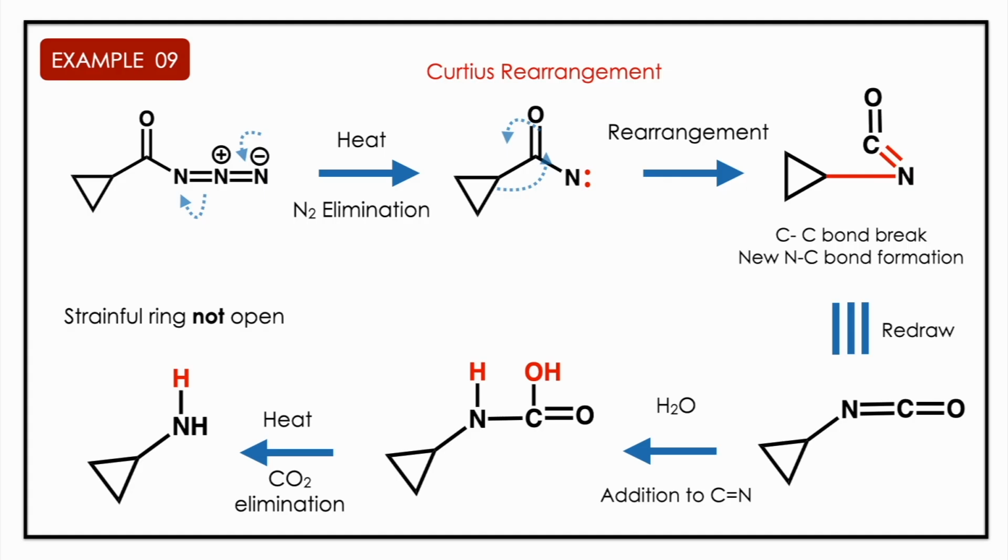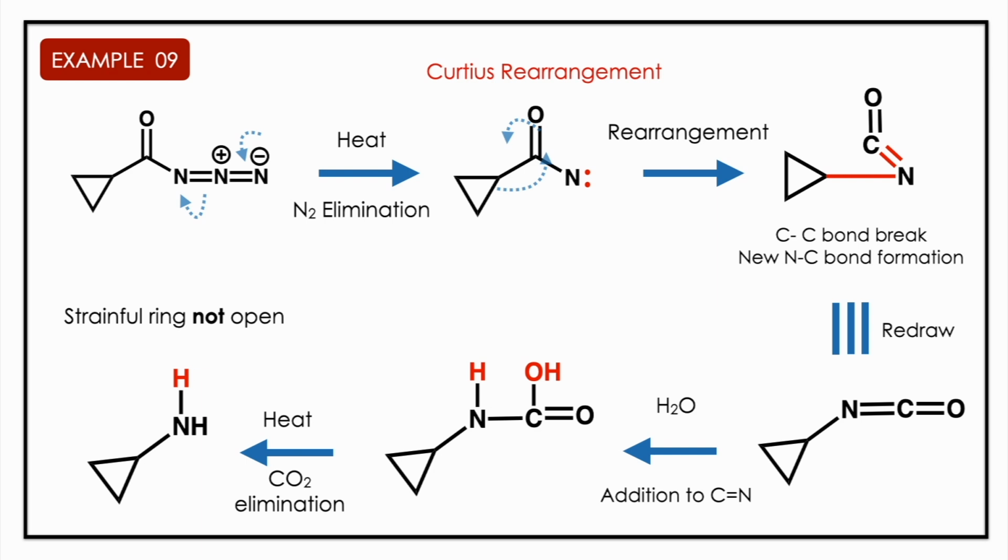Then you are using the water. Water attacks the carbon–nitrogen double bond and you end up with an addition reaction. Here the carbon contains oxygen, a hydroxy group, and nitrogen. It is highly unstable because the carbon is attached to many heteroatoms. So CO2 removal happens. You end up with amine.